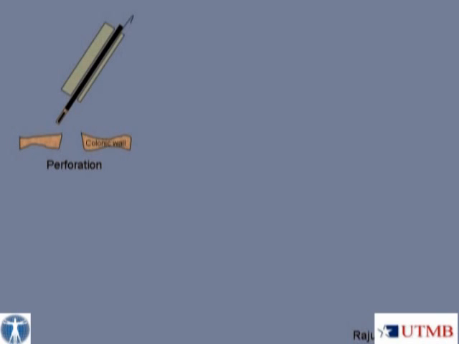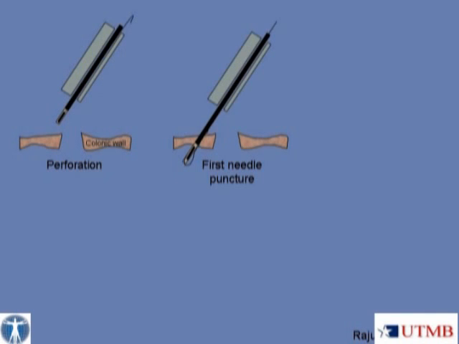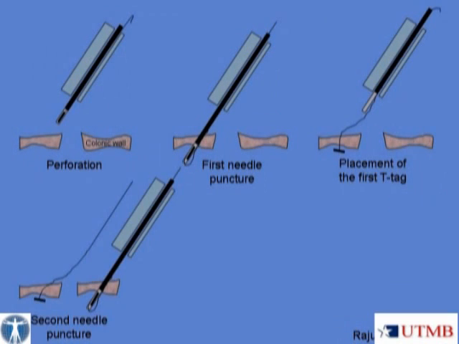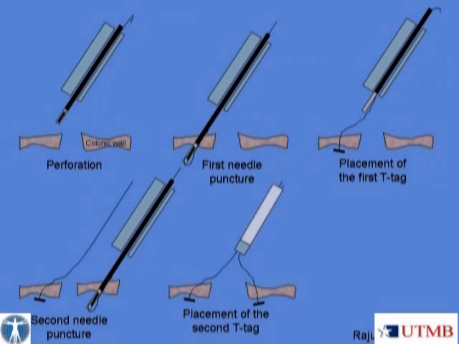Subsequently, suture closure was attempted, and the steps include the following. First, the top edge of the perforation was punctured with a needle and a T-tag was delivered. Then, the bottom edge of the perforation was punctured and another T-tag was delivered. Then, a knot tying device was used to approximate the edges and complete suture closure.